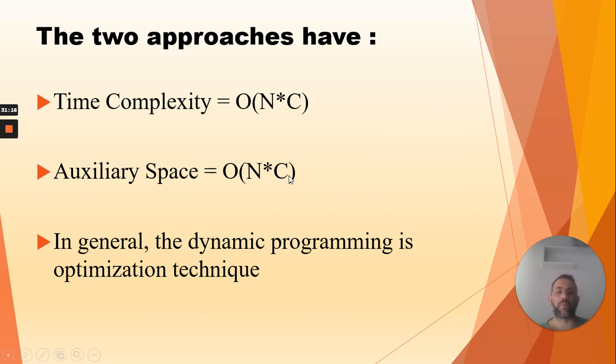In general, dynamic programming is an optimization technique. As we have seen, divide and conquer solves the 0-1 knapsack in exponential time complexity. Dynamic programming solves the 0-1 knapsack problem in polynomial time. That means there is an enhancement in the execution time.